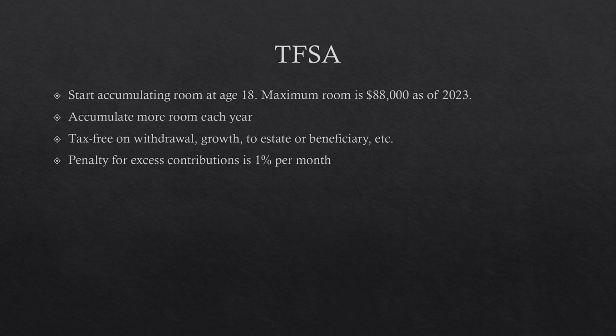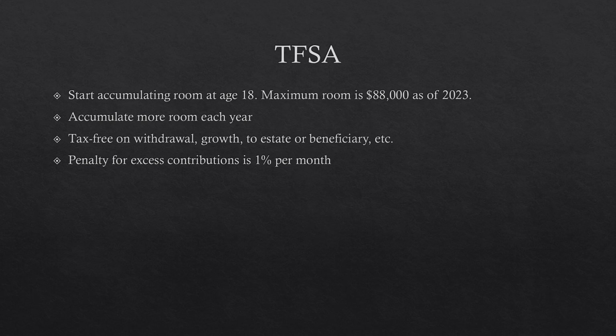Next, we'll touch on the TFSA. So you do start accumulating TFSA room at age 18. You'd have to wait until age of majority to open it. Depending on your province, it's either 18 or 19. The maximum room is $88,000 as of 2023. So obviously, if you open a TFSA, you don't get a deduction for putting money in it. But all the money and growth in the TFSA is never taxed, not even if you pass away.